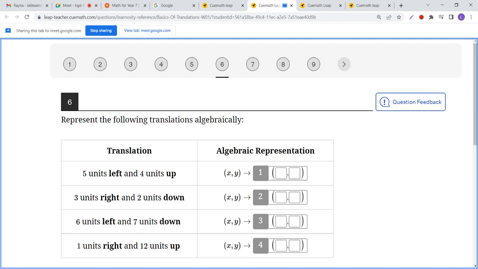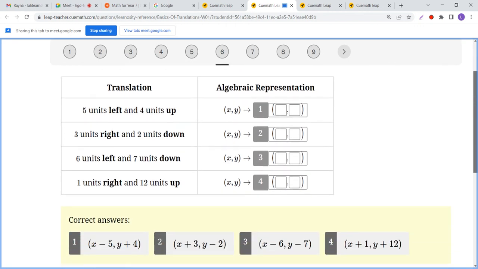I'm on the sixth one, right? Yeah. So then x minus 6 and then y minus 7. Then the last one: x plus 1 and y plus 12. Were they right? Yes.